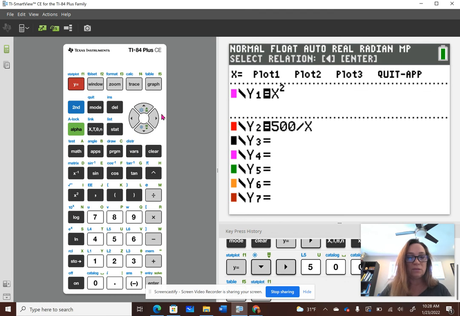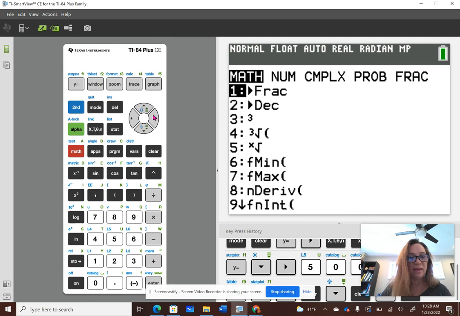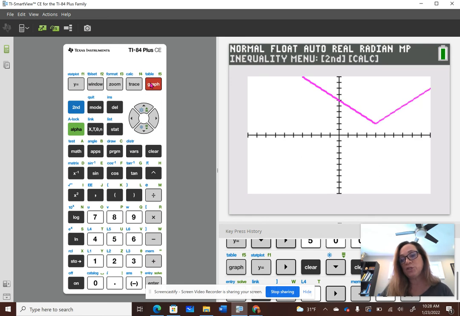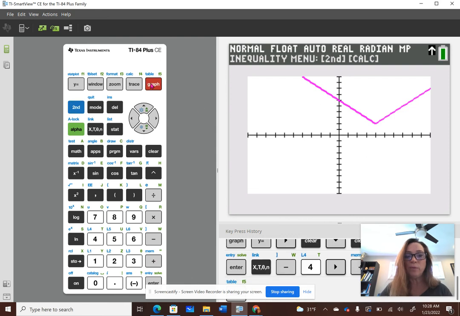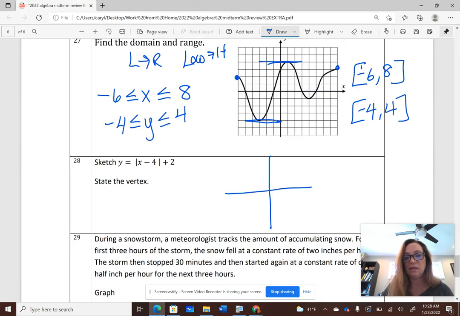I'm going to hit y equals, and I'm going to clear out the stuff I already put in there. Right, so you hit math, arrow over to number, and then hit enter, and you're typing x subtract 4, and then outside you're putting plus 2. Okay, so you hit the word graph to see your picture, and pay attention to your vertex, because it is the most important point, and my vertex is 4, 2. All right, pay attention to your vertex. So my vertex is 4, 2.